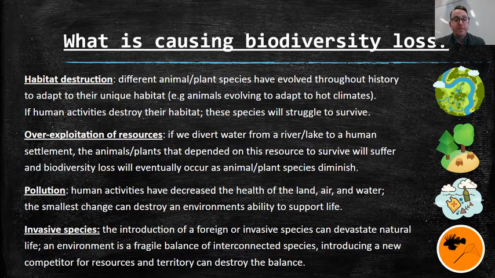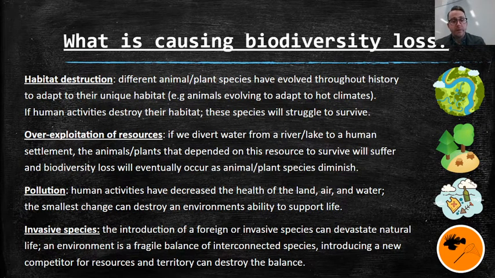Well, habitat destruction. Different animal and plant species have evolved throughout history to adapt to their unique climate, e.g. animals evolving to adapt to very hot desert-like climates. If a human activity destroys their habitat, destroys their home, they're going to struggle to survive, because over thousands of years they have evolved, they have changed who they are to survive in this one type of environment, this one forest, this one desert, this one ocean. And if we mess that up, they can't just immediately change and adapt to their new environment. It takes thousands of years. So if we throw them somewhere else, they're going to die.